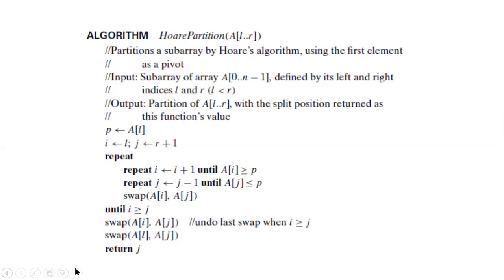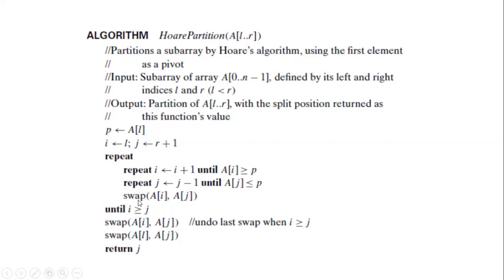So this is the logic. The first element is used as the pivot element. Then what I have to do, I take two values where i is equal to l and j is equal to r plus 1. That is, i is pointing to the beginning of the array and j is pointing to the end of the array. Then I repeat. What do I repeat? I increment the value of i until a of i is greater than or equal to p, and decrement j till a of j is less than or equal to p. P is the pivot element, that is the first element of the array.